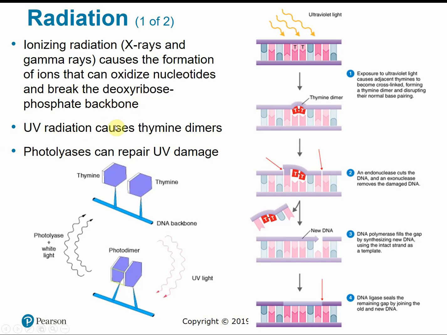Ultraviolet radiation causes covalent bonds between adjacent thymines. Normally the thymines would bind to adenines on the complementary strand, but UV radiation causes them to bind to one another instead. There are enzymes called photolyases that can repair this UV damage. They use light energy to break the bonds between these thymines. Photo means light. Lyase, as in lysis, means splitting apart, and ase, so it's an enzyme. It's an enzyme that uses light to split apart these bonds.